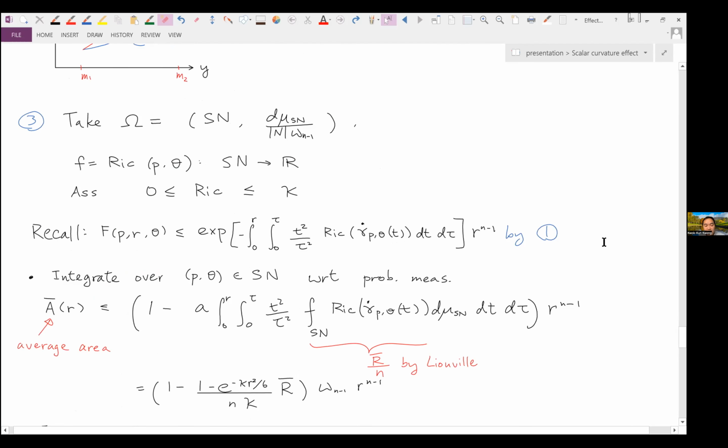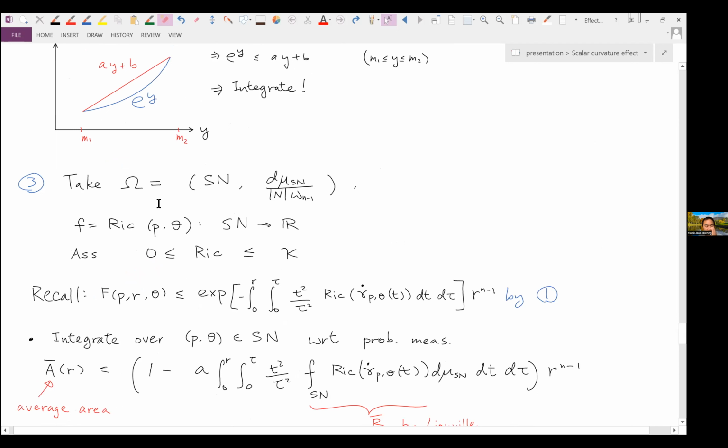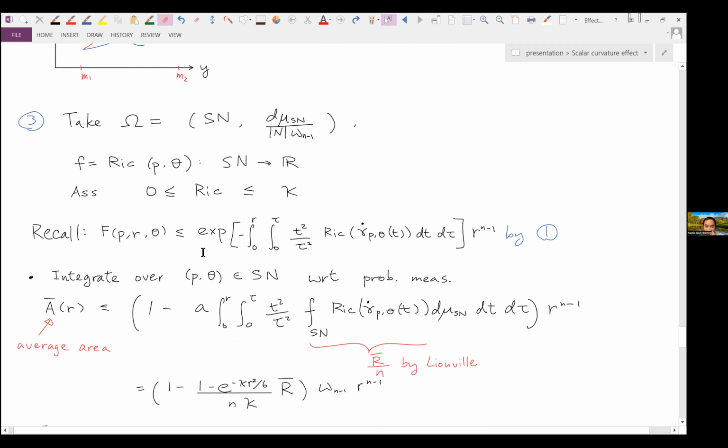Right, so now let's take the probability space to be the unit tangent bundle, normalized by the total volume. And the function that we want to integrate is actually the Riemannian curvature. Remember the Riemannian curvature depends on the direction, and actually there's a base point P. So you can regard this as a function on the unit tangent bundle Sn, so Riemannian of P theta, and assume that the Riemannian curvature on this unit tangent bundle has a lower bound and also an upper bound.